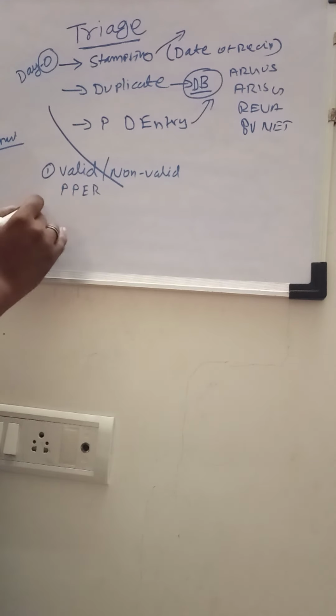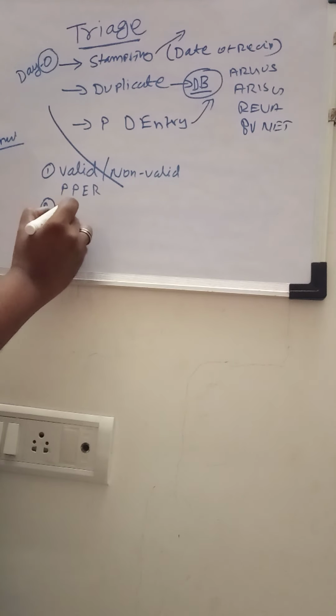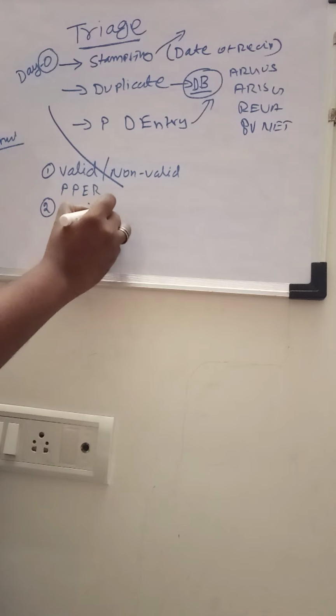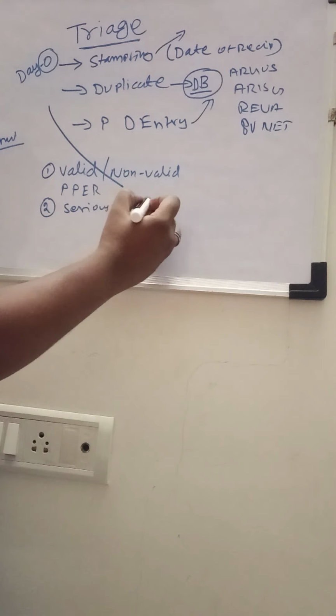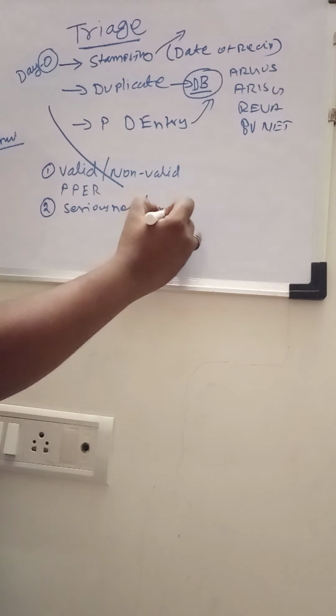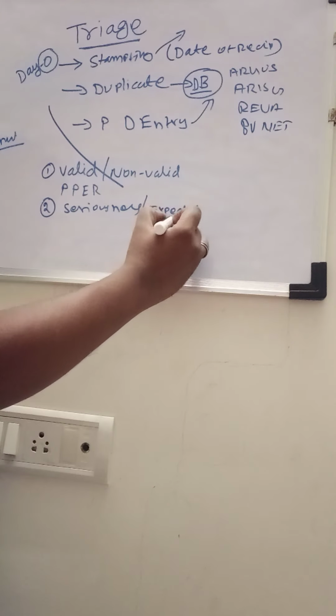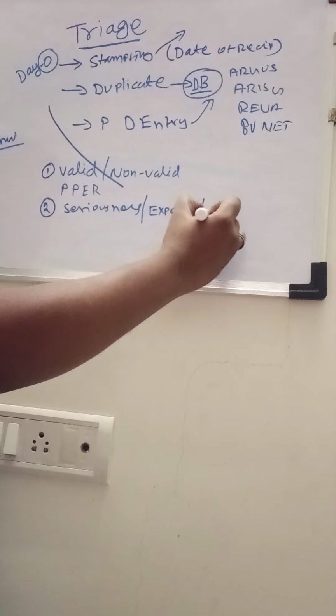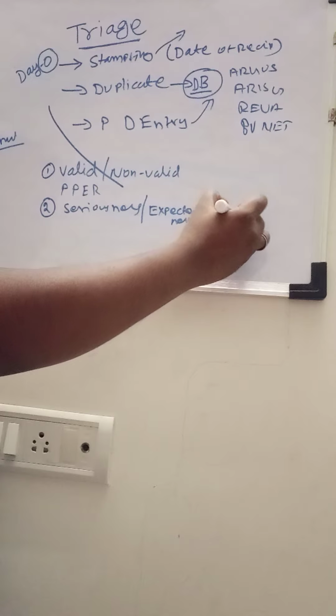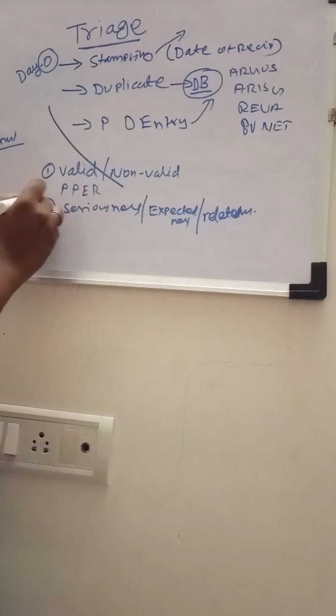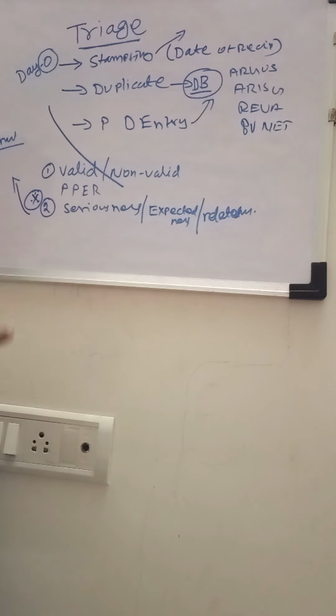and they would cross check the seriousness, expectedness, and relatedness. This is a very important point in order to perform triage, in order to prioritize. So this is very important. Then only they will be able to meet the regulatory timeline.